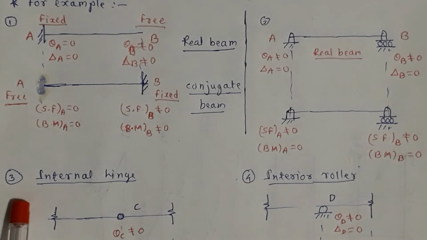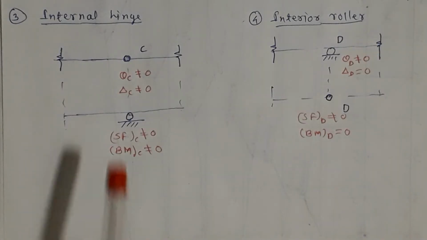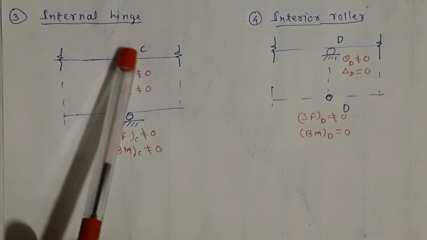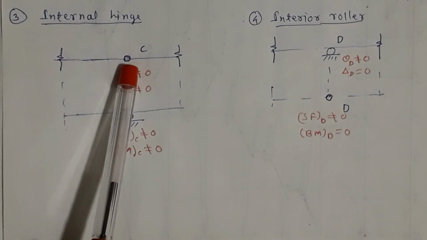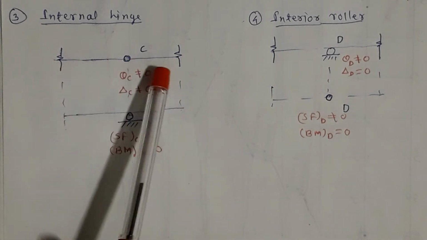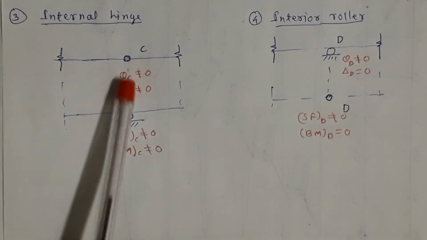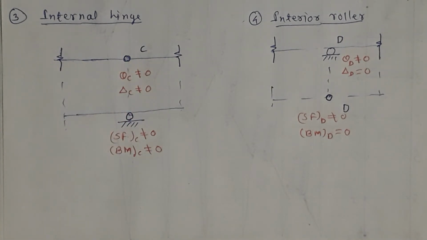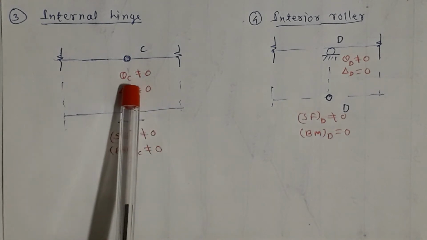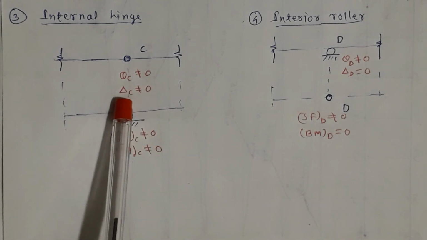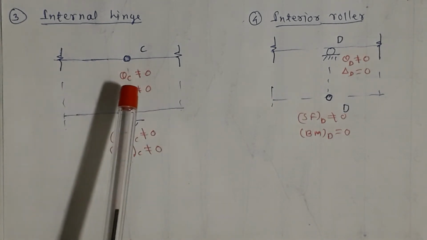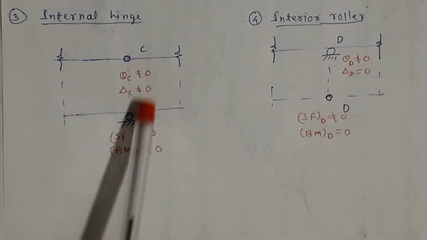Let us go to the third type of support, which is the internal hinge. I have shown the beam cut on both the sides and it is an internal hinge C. Now we know that at internal hinge, theta, that is slope, as well as deflection, that is delta, both exist. So both are not equal to 0.